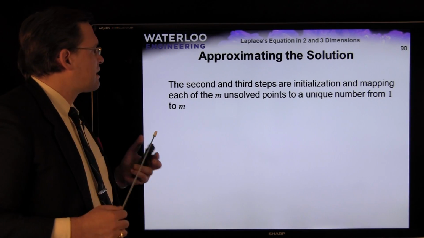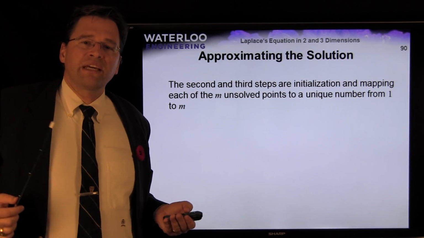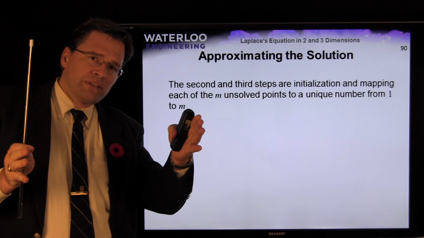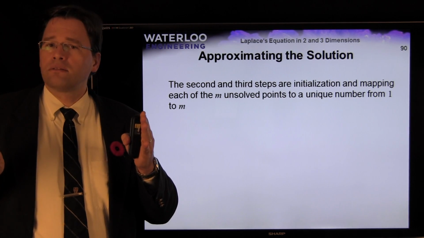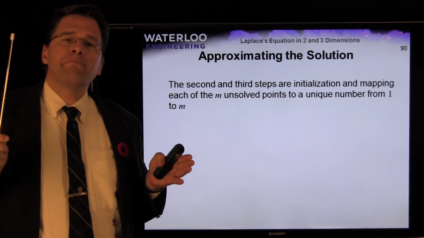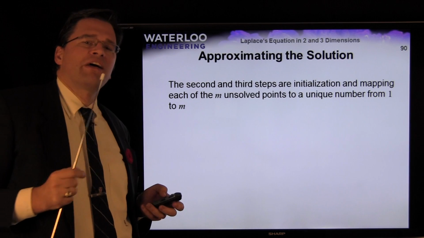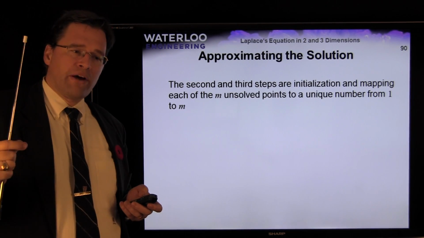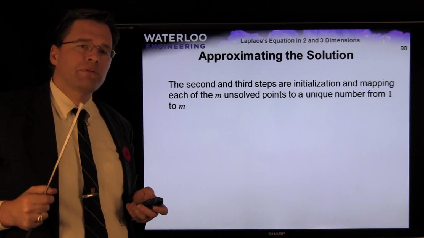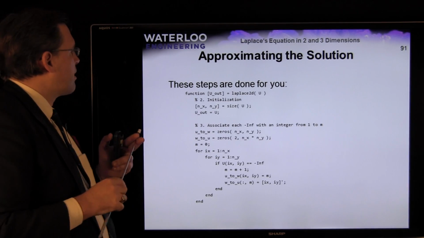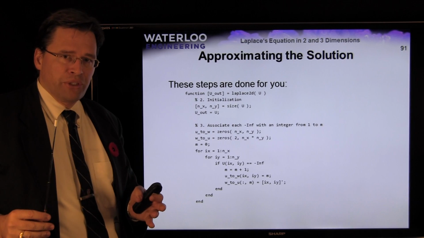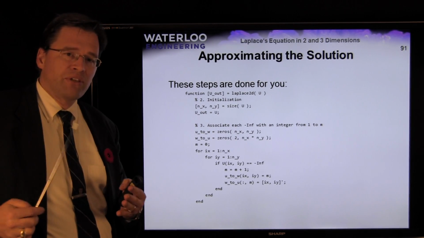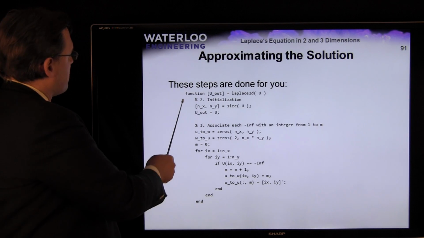The second and third steps are our initialization steps. This is basically where we're going to take all of those points on the interior that are at negative infinity and map each one of those points onto a number between 1 and m. We're going to count them. There's going to be m points, and we'll determine where they are. Now, this step is more or less done for you. I'm going to explain what's happening, and you have to understand the code, but at least let's see what's happening.